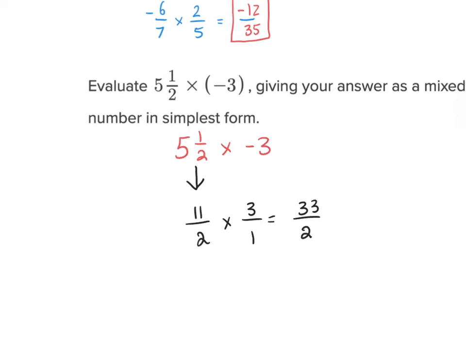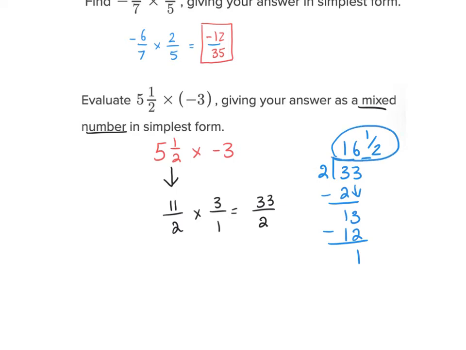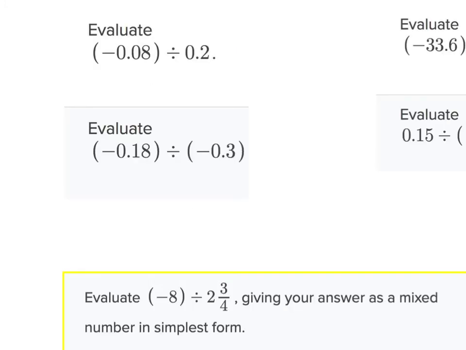And then once I'm here, I need to give my answer as a mixed number in simplest form, so I need to divide. So it goes in 11 times. Oops, not 11 times. It goes in 16 times. And 1/2 is left over. And what am I missing here on my answer? The negative sign.